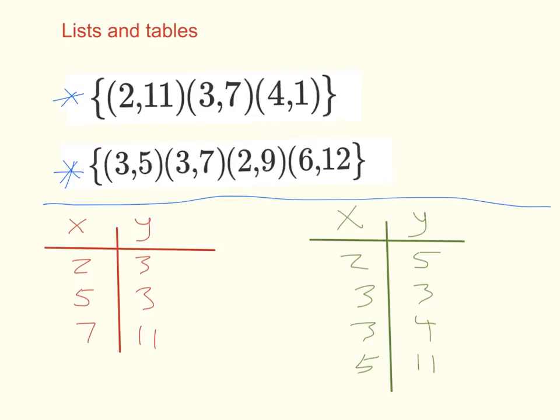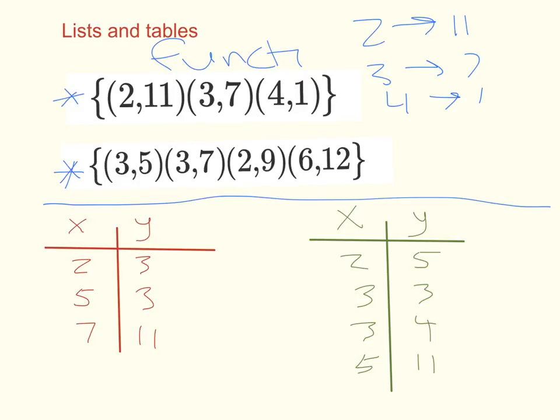So let's take a look at the first list or set of points. Here we have 2, 11, 3, 7, and 4, 1. Notice that for each input, I'm only going to get one output. 3 to 7, and I have 4 to 1. So this is actually a function.